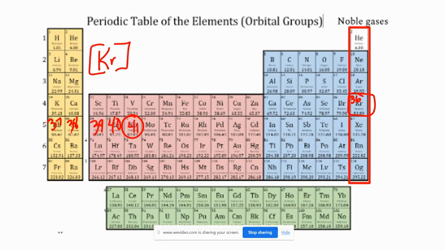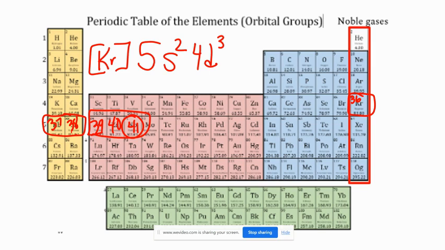So 37, what is my N value for these two? 5. What block am I in? S. And I need both of them. Then after 38 comes 39. What is my N value for 39, 40, and 41? That's the D block, but what is my N value? 4. D. And I need how many electrons? 3. So that is much, much faster than the previous one.